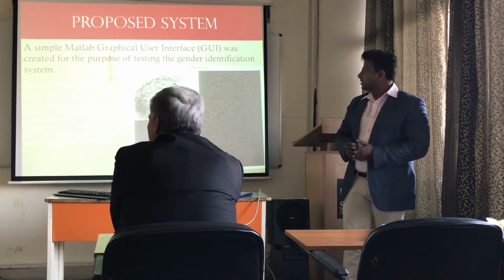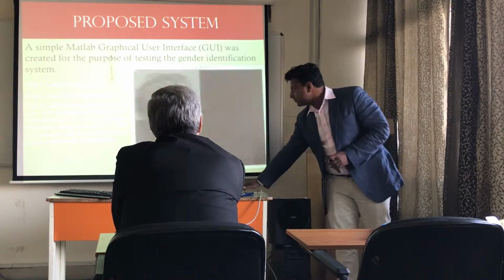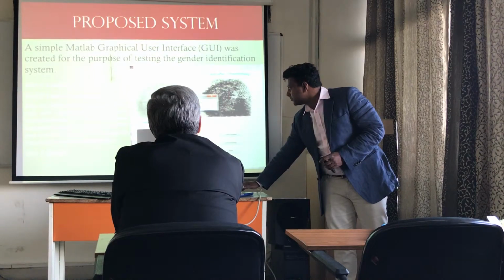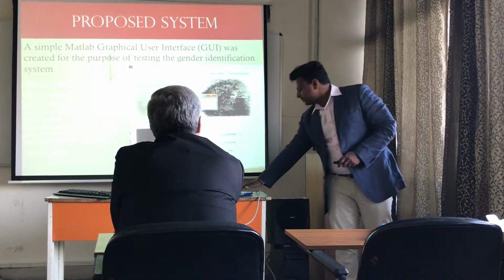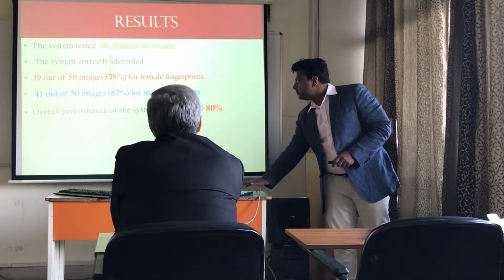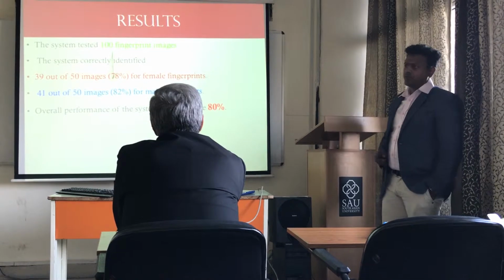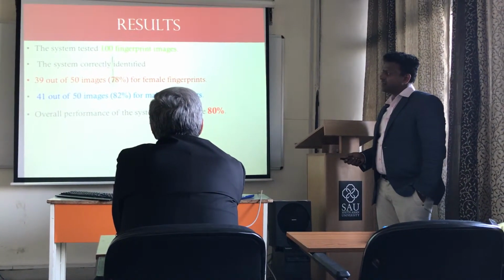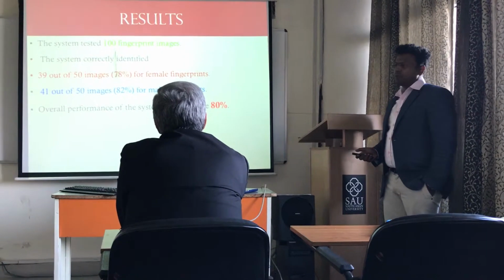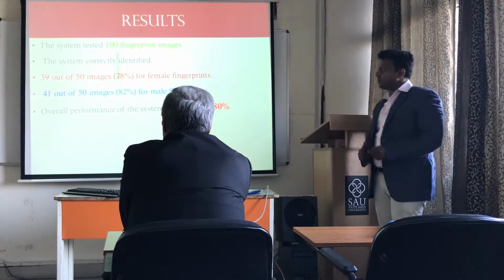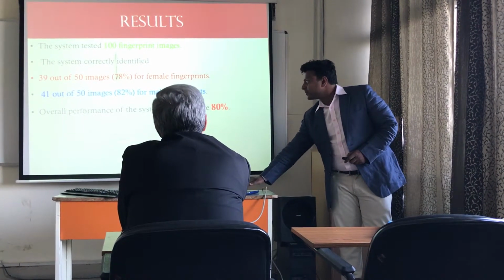Now you can see here after DWT how the data has been divided. And then the final detection comes into the picture, whether it is male or female. Here the system tested 100 fingerprint images. The system correctly identified 39 out of 50 images for female and 41 out of 50 for male. So the overall performance came to be 80%.